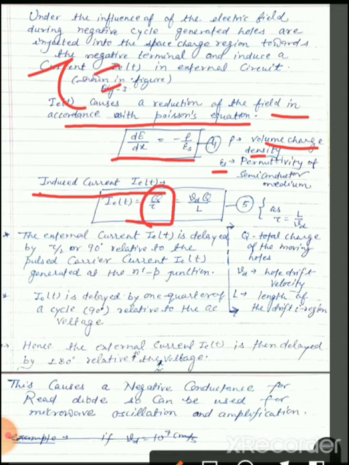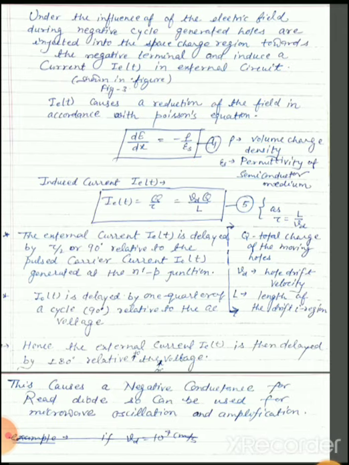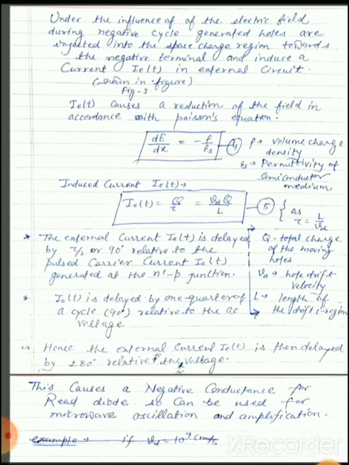Tau is given by tau = L/Vd. We got this expression in the previous lecture. When we put the value of tau, we get equation 5: the induced current I_ET equals VdQ/L. So hence we get the induced current I_ET.